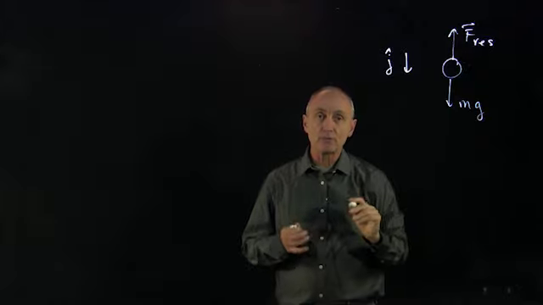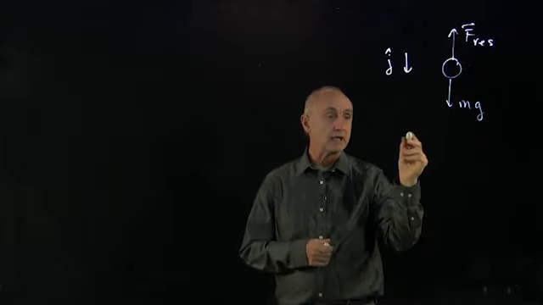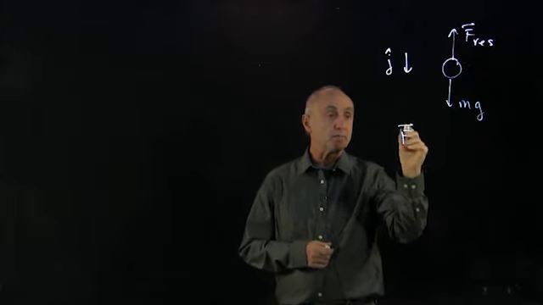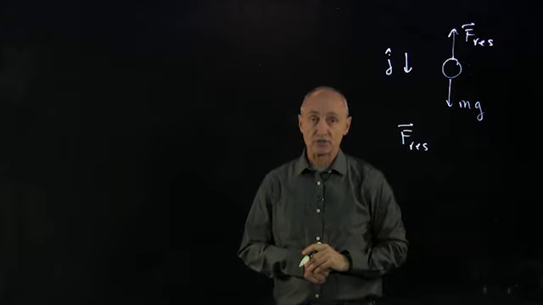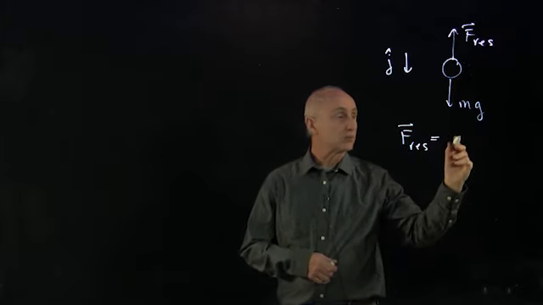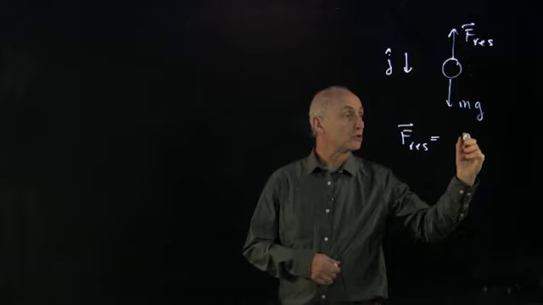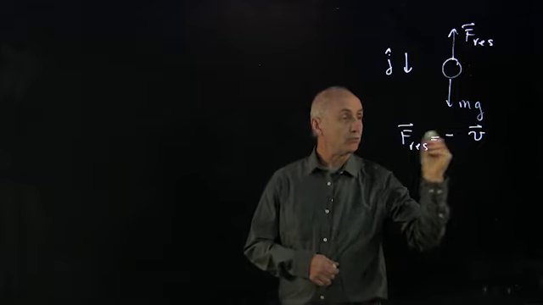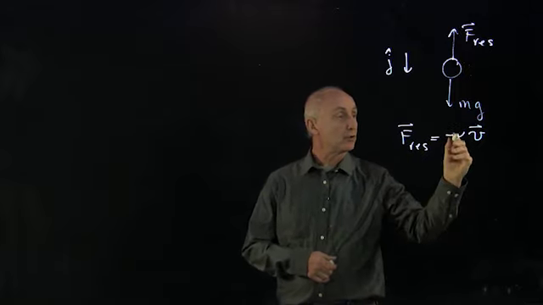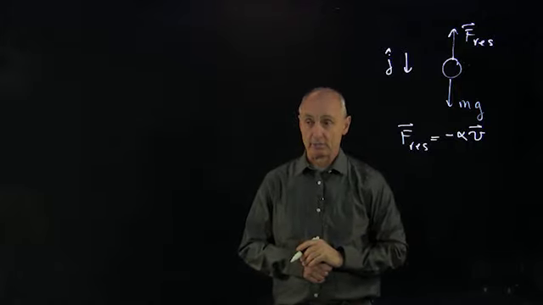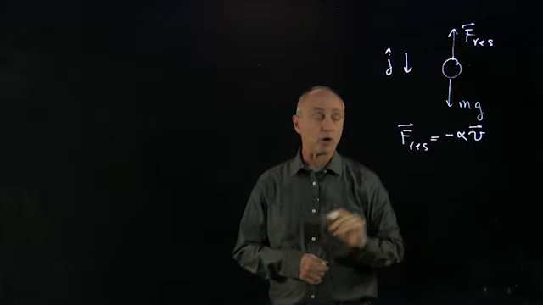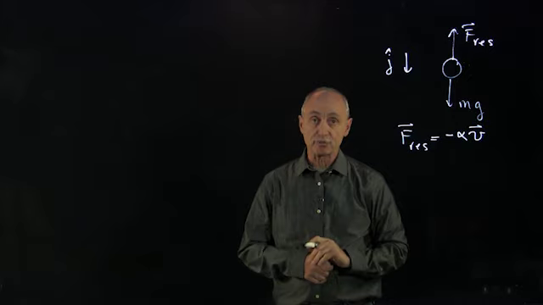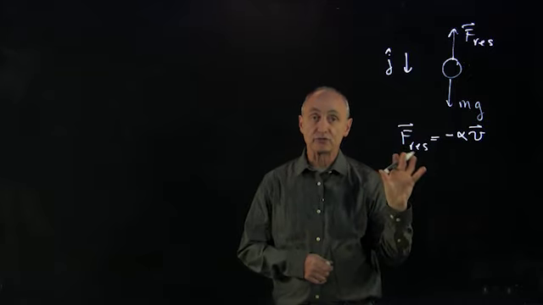Now, for objects that are moving very slowly in a fluid, let's make a model for our velocity-dependent resistive force. We'll assume that the resistive force is proportional to the velocity, it's opposing the direction of motion, and we'll put a coefficient alpha in front. And this is our model for velocity-dependent resistive forces for objects that are moving very slowly.